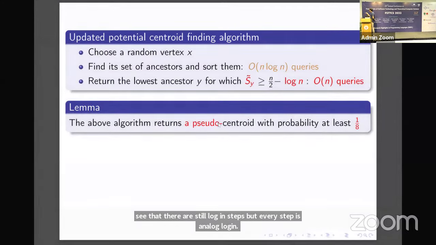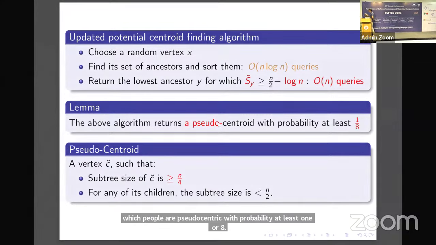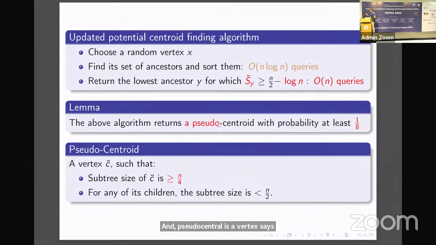Right? And so this is the main lemma of the paper, which proves that this process still gives something close to the centroid, which we call a pseudo-centroid, with probability at least 1 over 8. And a pseudo-centroid is a vertex whose subtree size is at least n over 4, but for any of the children, the subtree size is at most n over 2.